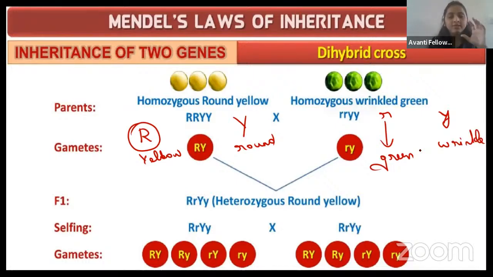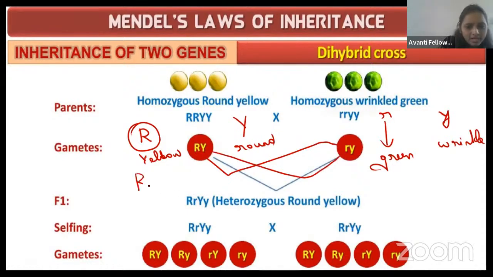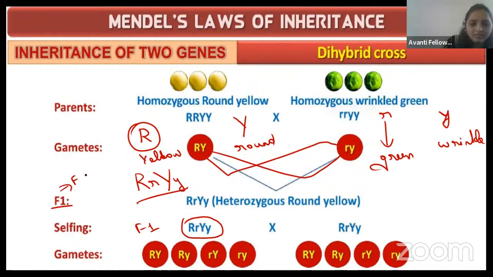How am I taking the genotype? See here. From here I am taking capital R and capital Y. From here I am taking small r and small y. So how can I give the heterozygous in the F1 generation? Capital R, small r and capital Y, small y. First you have to write the R, then you have to write the Y. Now I am doing the selfing between the F1 generation. You know what the F is, right, guys? F means filial. Okay, guys. Fine.